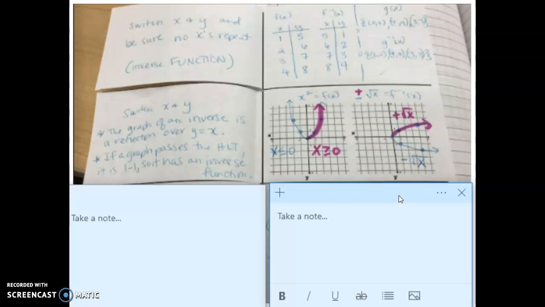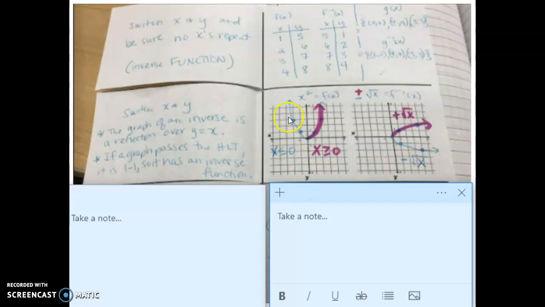Now you'll notice that this function, f of x equals x squared, started out as a function because it passes the vertical line test. But when I find its inverse, it actually does not pass the vertical line test, so its inverse is currently not a function the way it is.